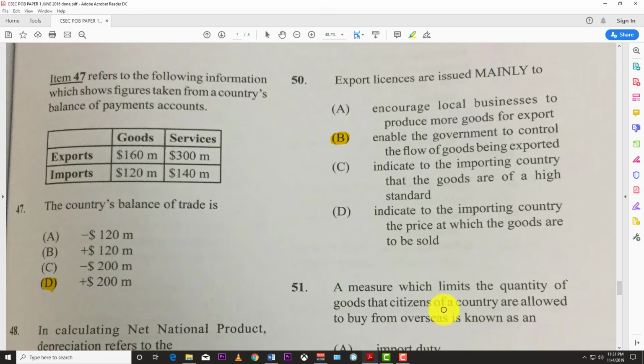50, we're almost there. 50, export licenses are issued mainly to, and of course the best and obvious answer is a government thing. So it's B, to enable a government to control the flow of goods being exported. They need to know what's being exported, so you use the license so you know what's being exported. So that's the main reason for export licenses.